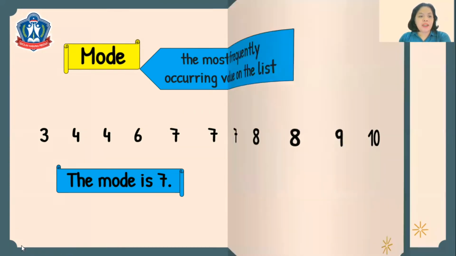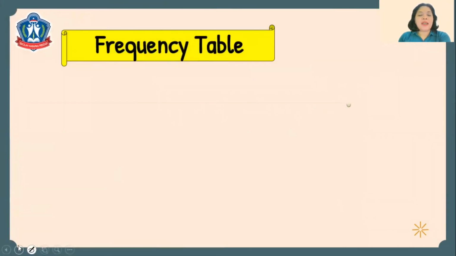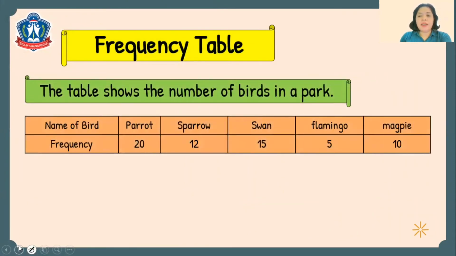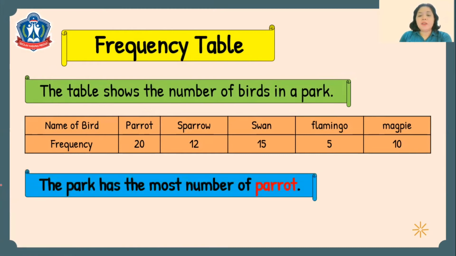Another example, look at this data. I have here different kinds of birds in a park. Which bird occurs frequently, or has the highest frequency? Correct, it's the parrot. So the park has the most number of parrots, therefore our mode is 20, or the parrot. This is our mode. So that is mode, children.